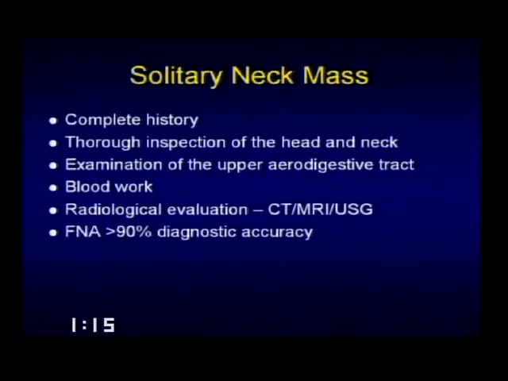You're going to get your recommended blood work. You're going to do your radiologic evaluation, CT, MR, or ultrasound. And FNA is the most important factor here because they're going to tell you you have a neck mass, and you're going to stick a needle in it, and don't forget that. That's really where you're going to get your diagnosis. It has a 90% diagnostic accuracy. And remember that it is not an incisional biopsy that you're going to perform first. It's your FNA. Incisional biopsy is really not the indicated procedure here.